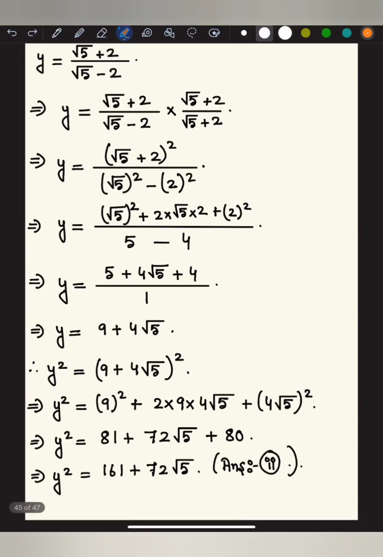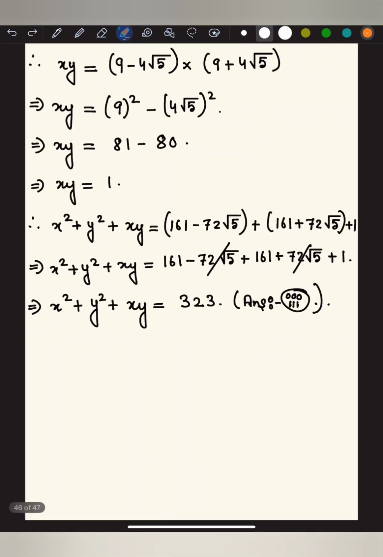Similarly, we need to find out the value of y square. So first of all, we rationalize the value of y. For that we multiply both numerator and denominator by the conjugate of √5 - 2, which is √5 + 2, and we get 9 plus 4√5. Therefore y square will be (9 + 4√5) whole square, which becomes 161 plus 72√5. This is our answer 2, right?